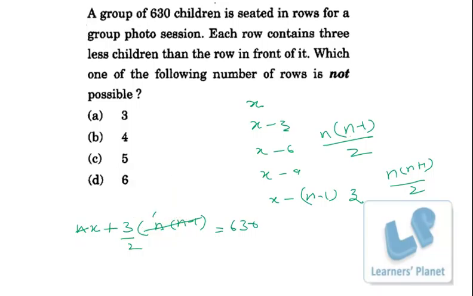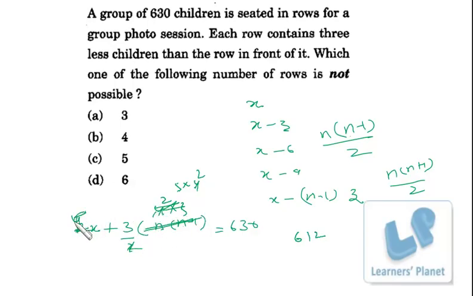Suppose we put n is equal to 4. So this is 4x, then this is 4 into 3, so 3 2s are 6, 3 6s are 18. If I deduct 18 from 630, I'll be getting 612. So 612 is definitely divisible by 4, so in this case we'll still be getting an integral value of x. Now suppose I take 5. So this is 5 into 4 by 2, so 5 2s are 10, 3 10s are 30, and 30 is definitely divisible.